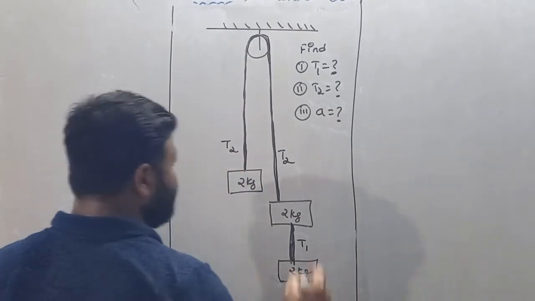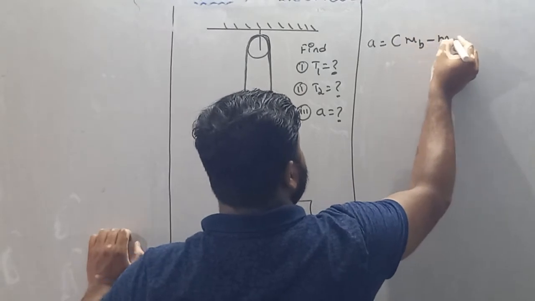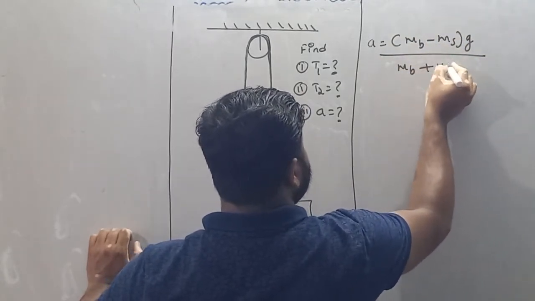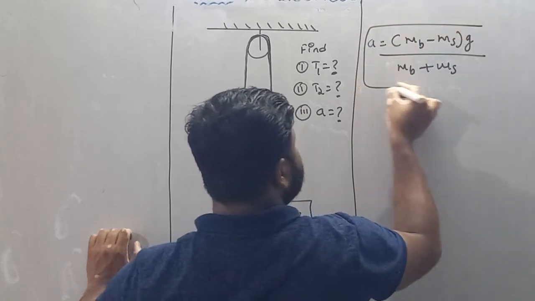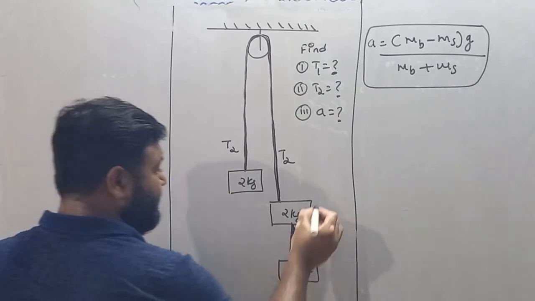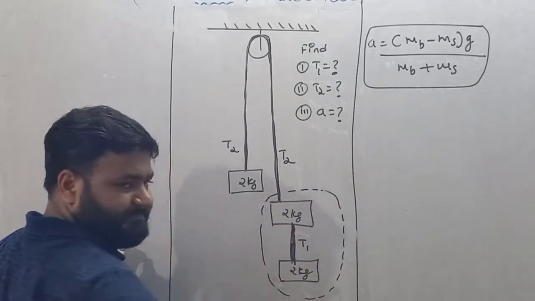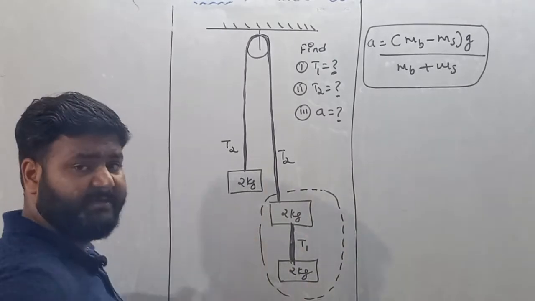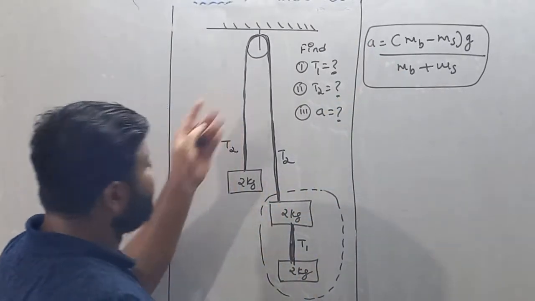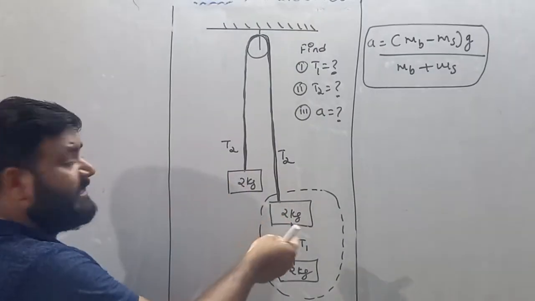For acceleration, we know that the value of acceleration is mass of bigger block minus mass of smaller block into G upon mass of bigger block plus mass of smaller block. This is the formula of acceleration. We are aware of this. See, consider both the blocks to be a single mass in these types of questions if you want to apply the formula of acceleration, because we know that this is a fixed pulley and in a fixed pulley the acceleration on both sides remains the same.